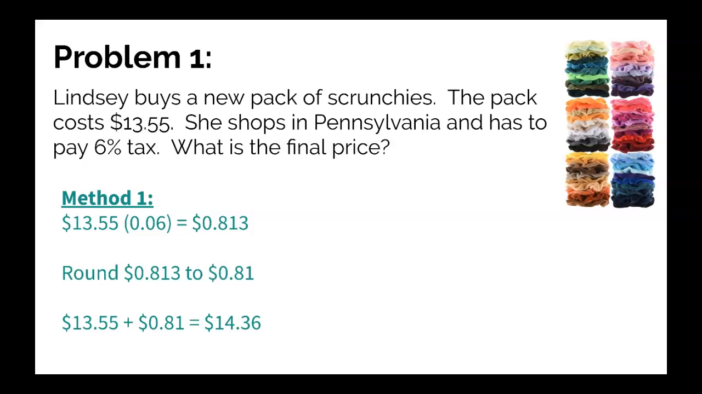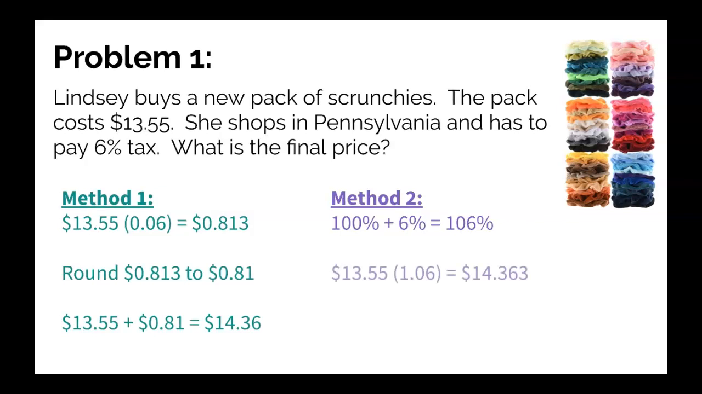has to pay. Or method 2, you can say if she's paying 6% tax plus 100% of the item, she's paying 106%. So then we can simply multiply 13.55 by 1.06 and round our answer again to $14.36. Notice both times we get an equivalent answer.